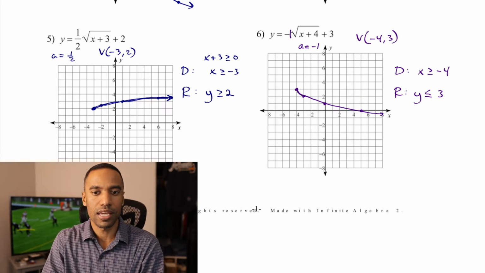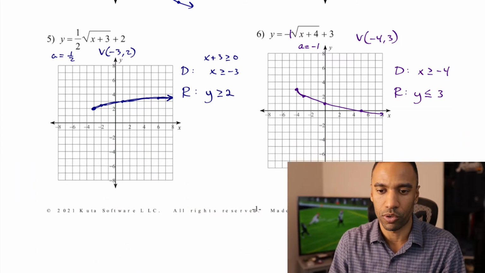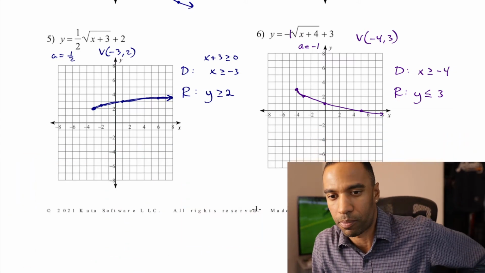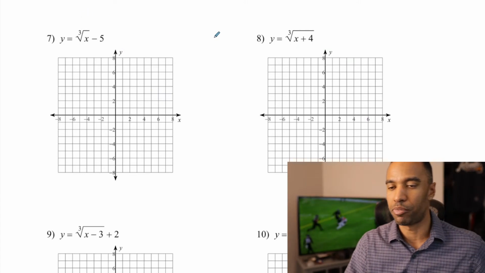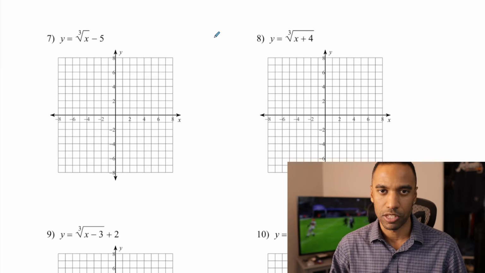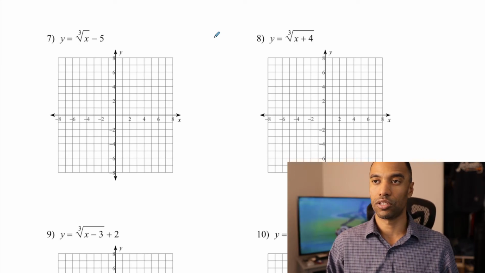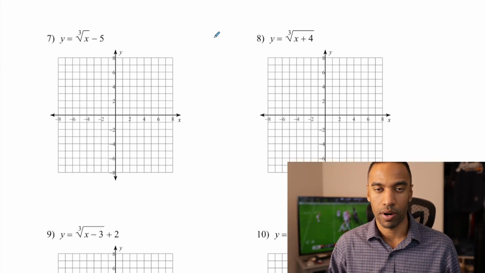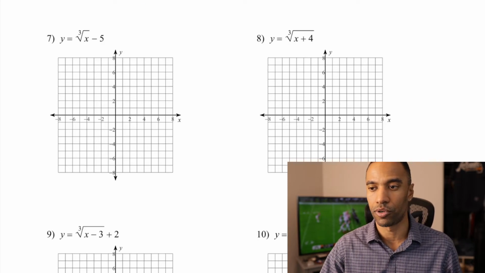All right, so those are the square root graphs. We'll now go to the cube root graphs. And in these ones, guys, I will not talk about domain and range. And the reason for that is simple. Cube root graphs have all real number domains and ranges. Unlike square roots, where you can't take the negative of a square root, you can take the negative of a cube root.